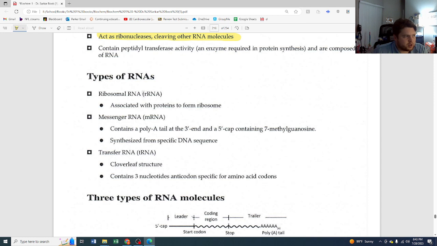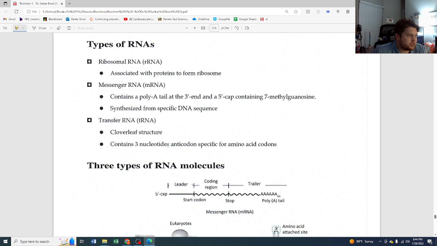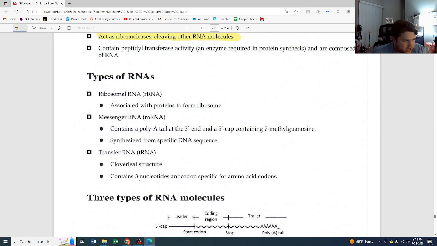We have ribosomal RNA or rRNA, which is associated with proteins to form ribosomes. Messenger RNA, the mRNA, contains a poly A tail at the 3' end and a 5' cap containing 7-methylguanosine. These are synthesized from a specific DNA sequence. And we have transfer RNA, which is a cloverleaf structure which contains a 3 nucleotide anticodon specific for amino acid codons. So our transfer RNA is going to be responsible for bringing and carrying our amino acids.